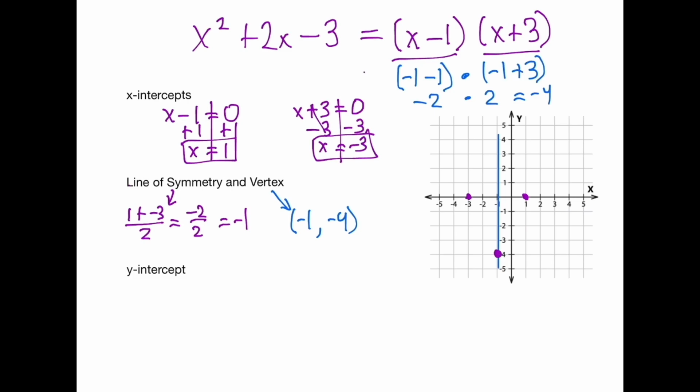Our final step is to find the y-intercept. Our x is 0 when we have a y-intercept. So what that means is that we can plug 0 in for x and solve. 0 times 0 is 0, so those cancel. 2 times 0 is 0, so those cancel, and we're left with negative 3. So our y-intercept is negative 3. Now we can connect our points, and we have our parabola.